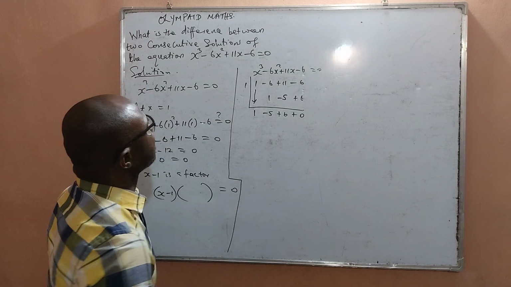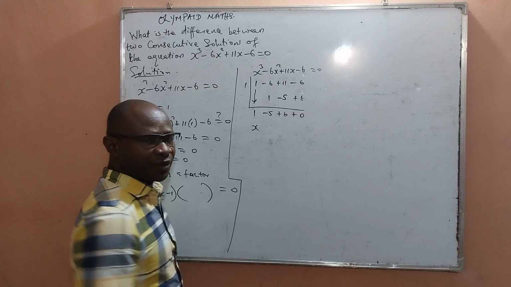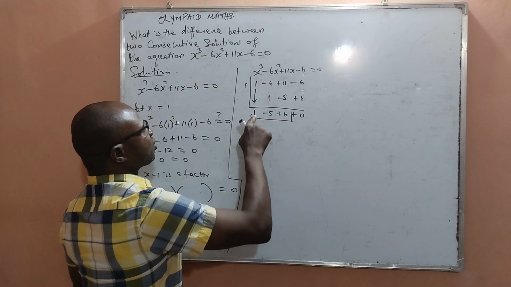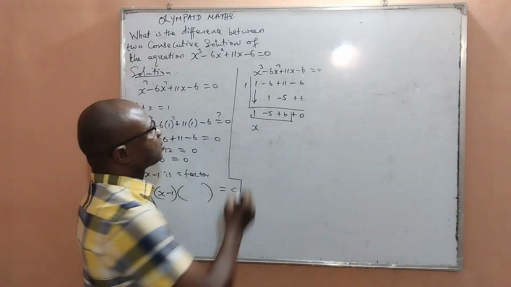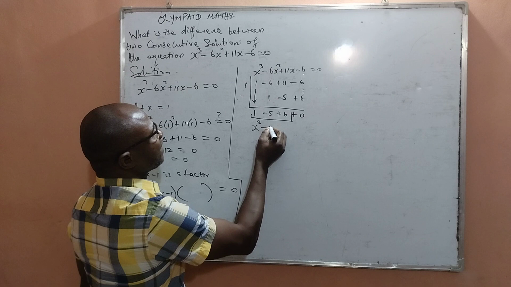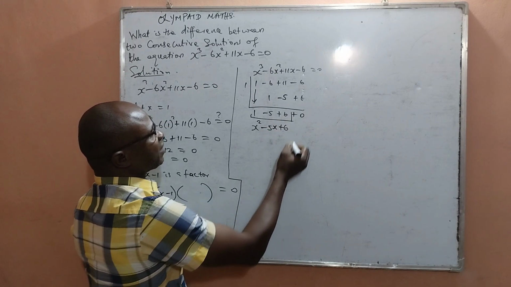Therefore, what I have here is 1, so I am going to form a quadratic equation with what I have here now. The coefficient here will be 1, that is x raised to the power 2. Then the coefficient here will be minus 5x, whereas this place becomes the constant value, positive.